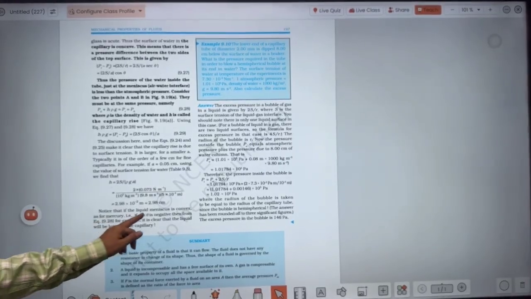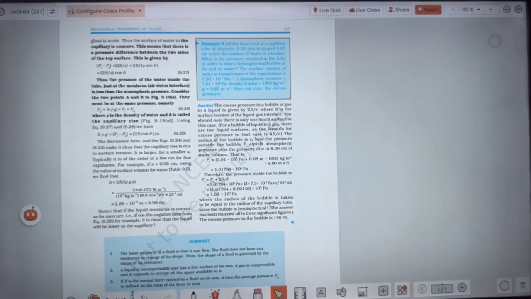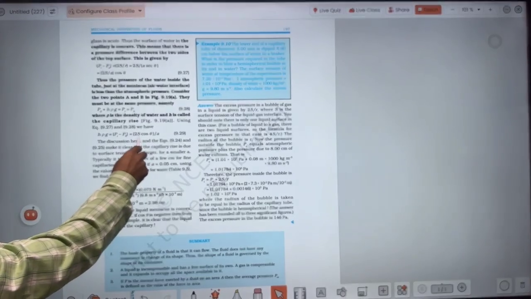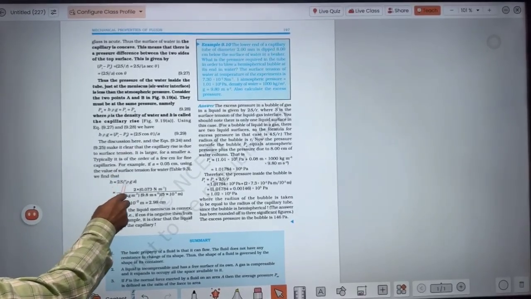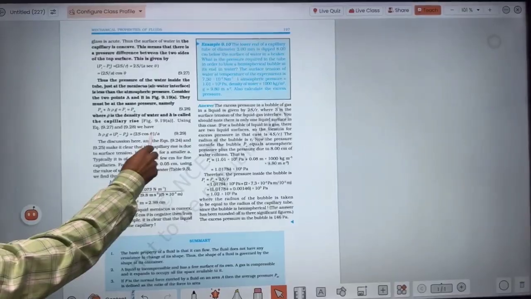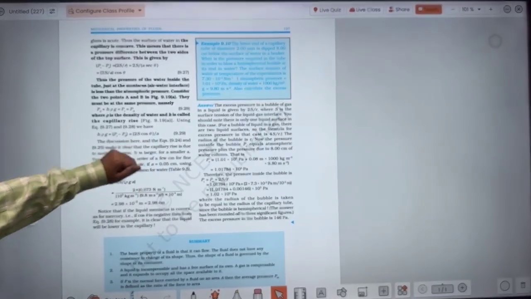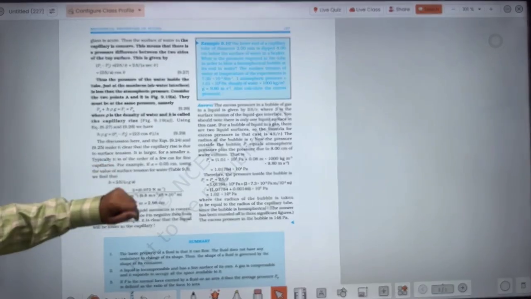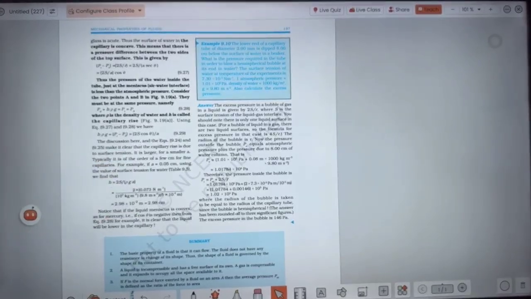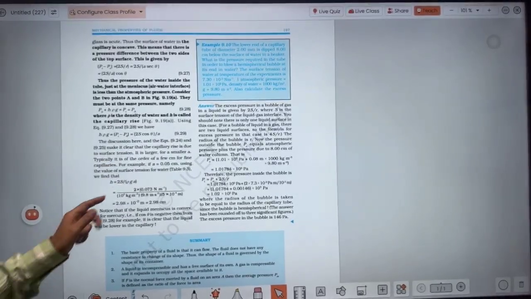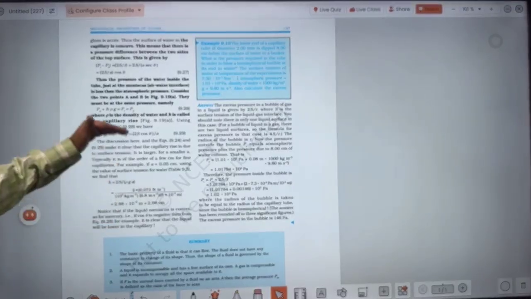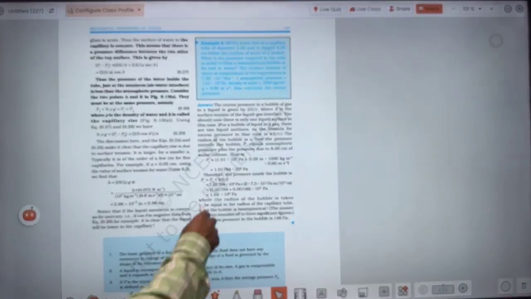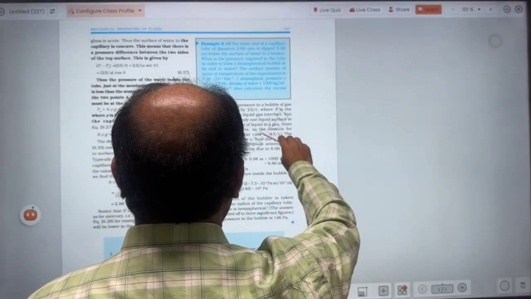So notice that if the liquid meniscus is convex, then what will happen? In this formula, height will be h equal to 2S cos theta by rho g a. If theta in that case is obtuse, then what will happen? Cos theta at an obtuse angle, what happens? It becomes negative. So the liquid will fall. That happens in the case of mercury. So that thing we will study later.